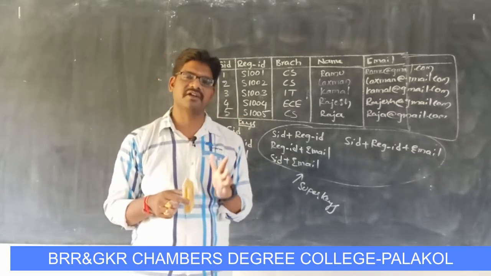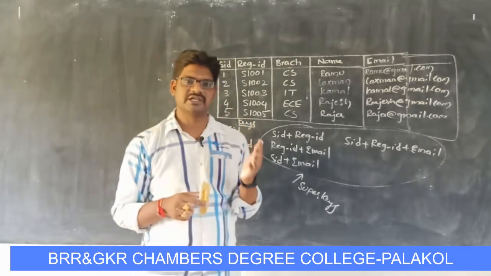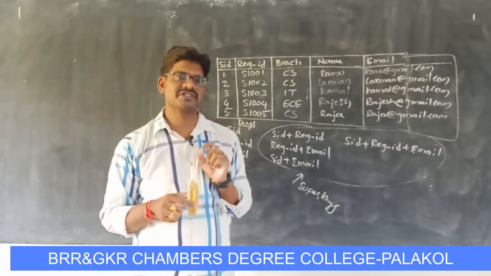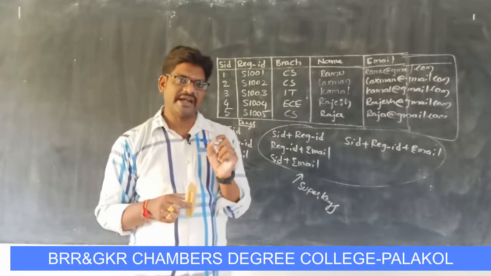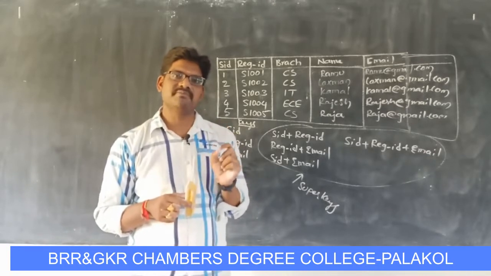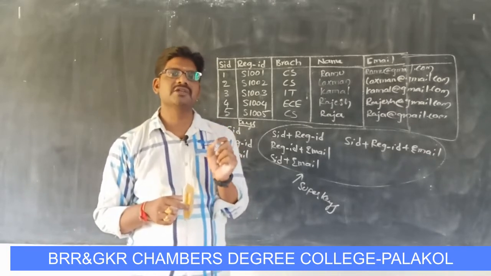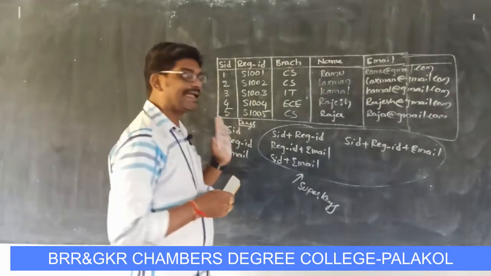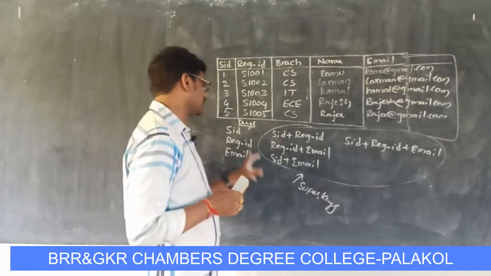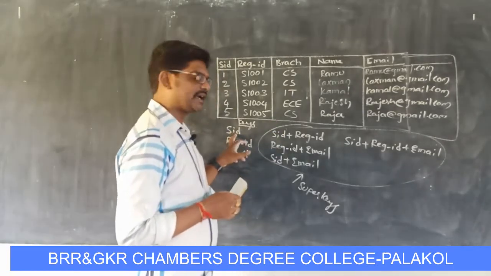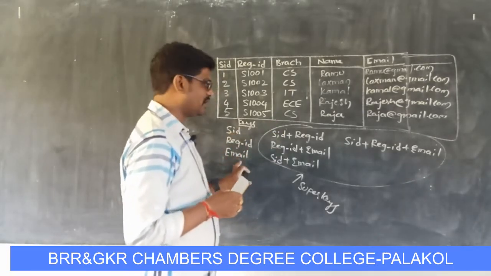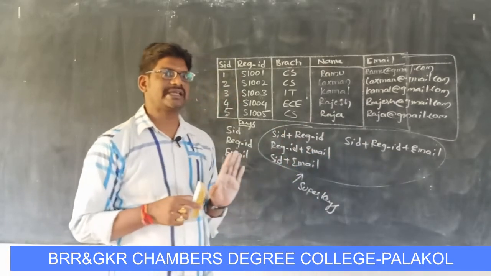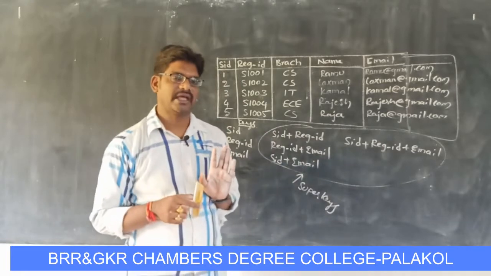Choose any one of the super keys, so it is the minimal subset of the super key. What is the definition of the candidate key? A candidate key is a key which is a minimal subset of the super key. We have to choose SID or registered ID or email or whatever combination of these, and we call it a candidate key.